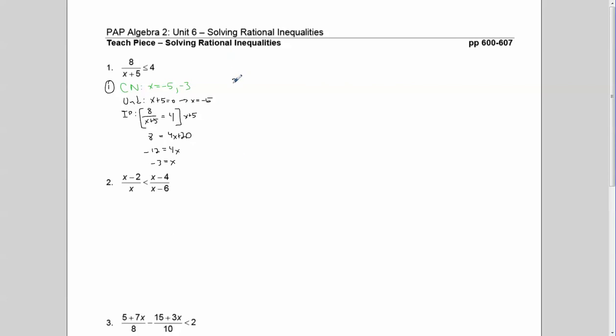Our next step, second, is to draw a number line. And we'll put these critical numbers on our number line, negative 5 and negative 3. I like to show what type of critical number these are. So our undefined values, I put a vertical asymptote, and the intersection point, x equals negative 3, I'm going to actually put a point there. And because this is less than or equal, it's going to be a solid dot.